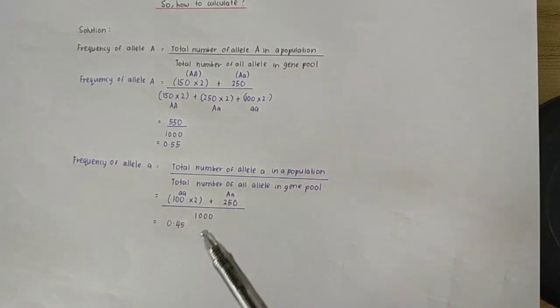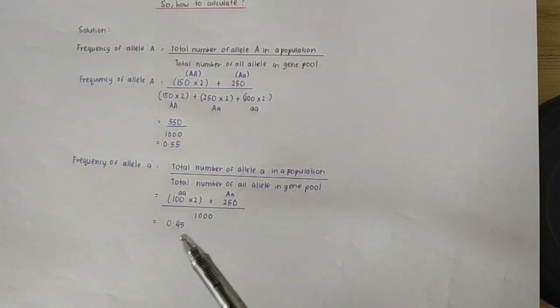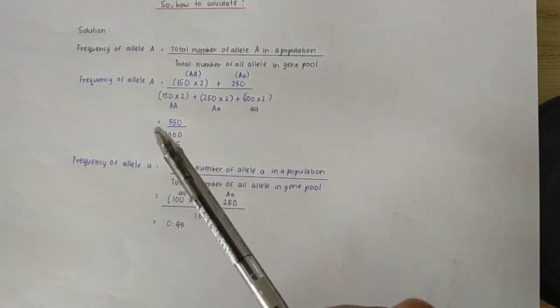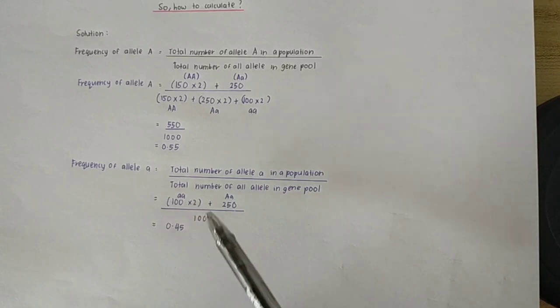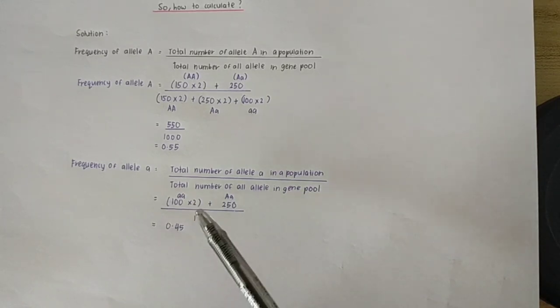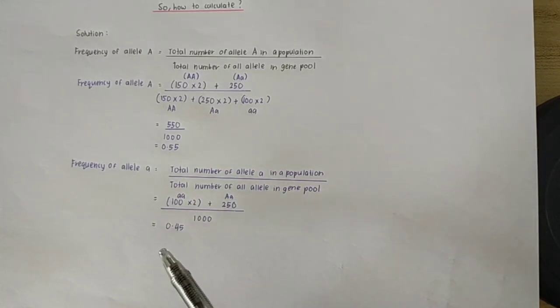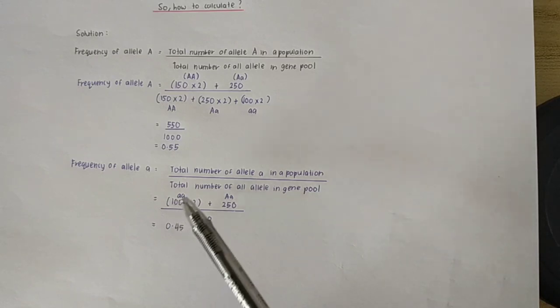0.45. Okay, so biasanya untuk frequency of dominant allele, bila awak tambahkan dengan frequency of recessive allele, awak akan dapat jumlahnya adalah 1. So kalau awak punya jawapan lebih daripada 1, maksudnya jawapan awak akan salah.